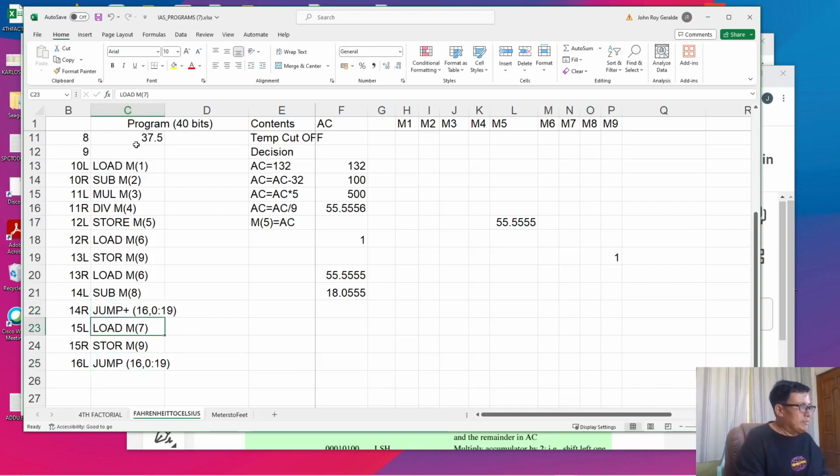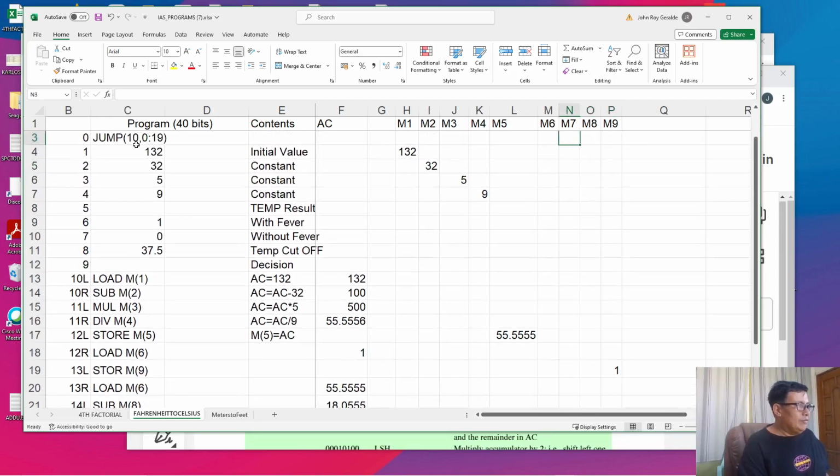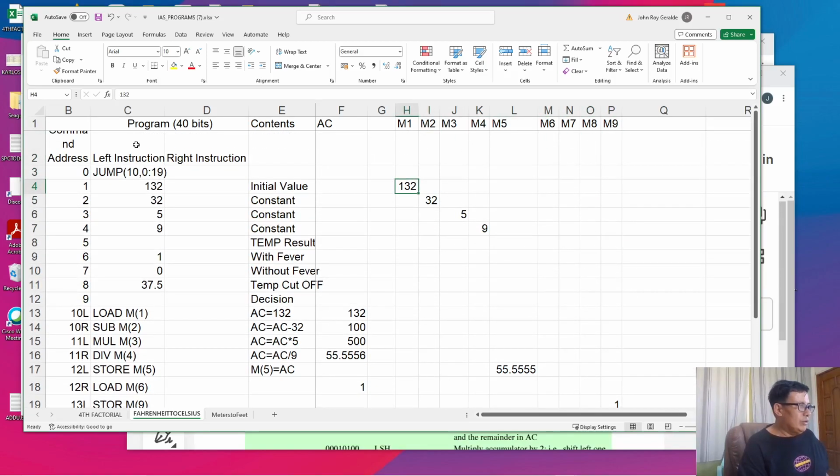So let's trace this. Our temporary decision is M9 is 1, so we have fever. And we subtract our cutoff, which is 37.5, from the resulting temperature. We will have 18. So we are going to jump plus. Afterwards, we are going to jump plus to 16L, which will just halt, which means our decision is correct. The person has fever. For example, if we are going to change, on the other hand, our input to 80.